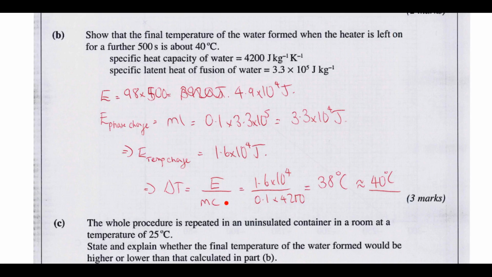So if we rearrange the specific heat capacity equation again, we can find that the temperature change will be 38 degrees. It started at 0, so that means it's approximately 40 odd degrees there.